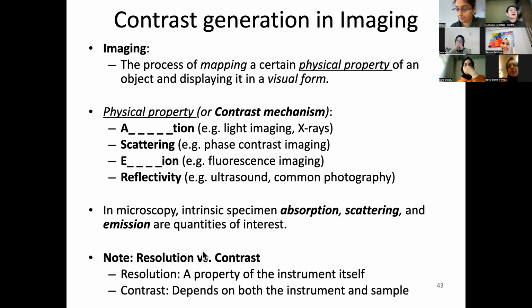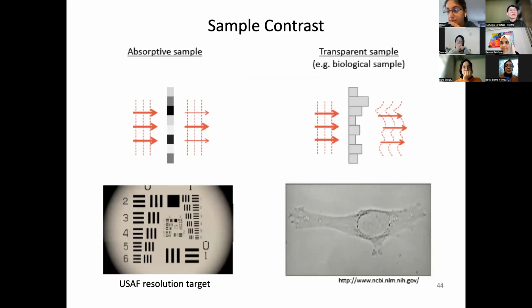And for resolution versus contrast, I just want to define them. Resolution depends on the microscope itself, a property of the instrument. Contrast is not only the instrument, but also your sample. If your sample preparation is not proper, you may not be able to get the contrast. All right, so this is just a simple example of cells. When you are looking at a cell, it's very hard to see because it's transparent.